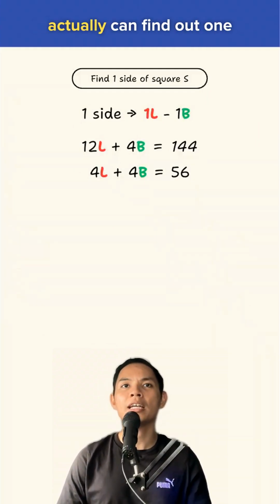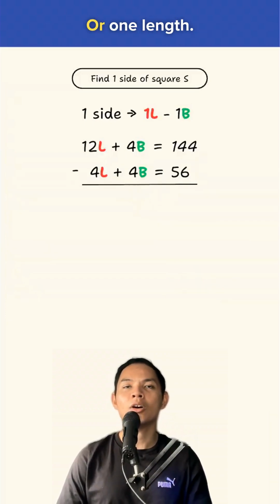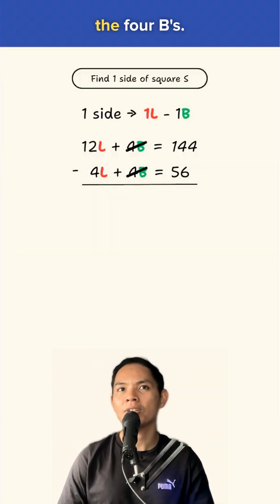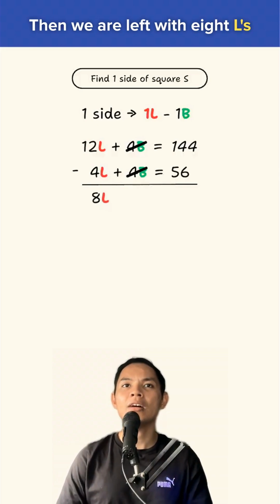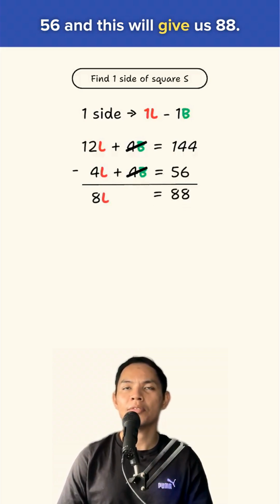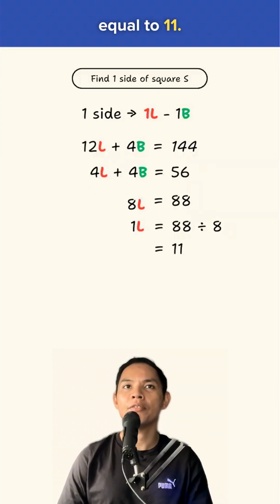Then the next thing is we can find out one breadth. I mean 1L, or one length. If you look at it as a working, we cancel out the 4Bs, then we're left with 8Ls. And 8Ls is basically 144 minus 56, and this will give us 88. That means 1L is essentially equal to 11.